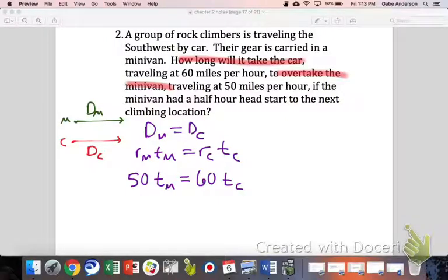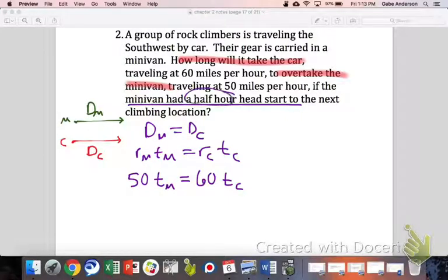And the times, in this case, remember in the other one we did, wasn't it two planes headed towards each other or something? The times were the same, right? Didn't they start at the same time and end at the same time? Is it the same situation here? Are the two times exactly the same time? No. How do you know? Yeah, the minivan got a head start. So let's see here. The minivan had a half-hour head start.